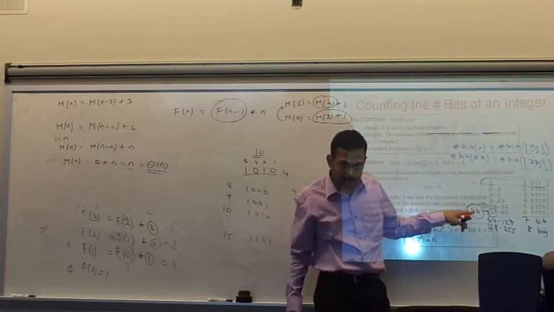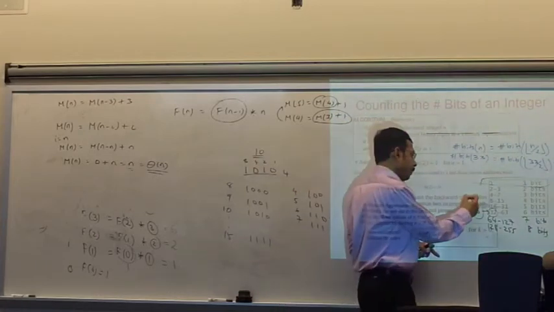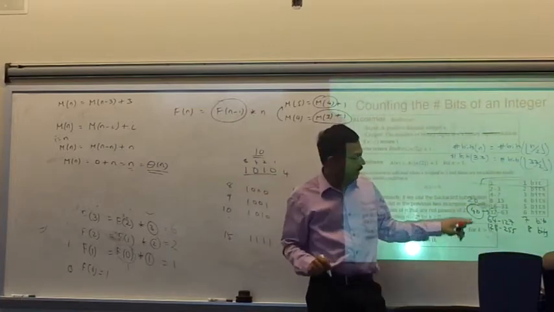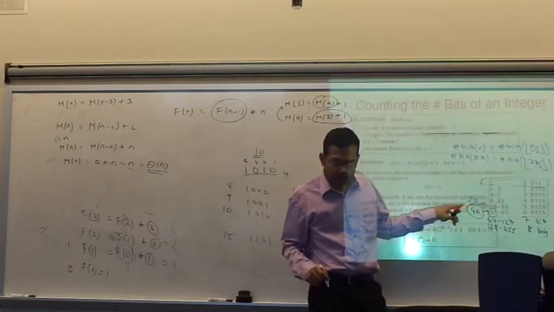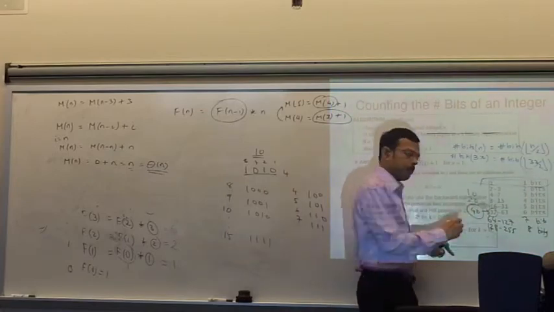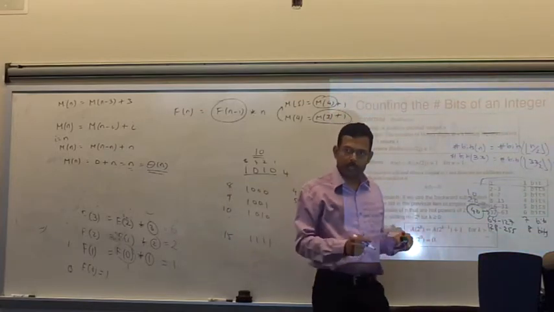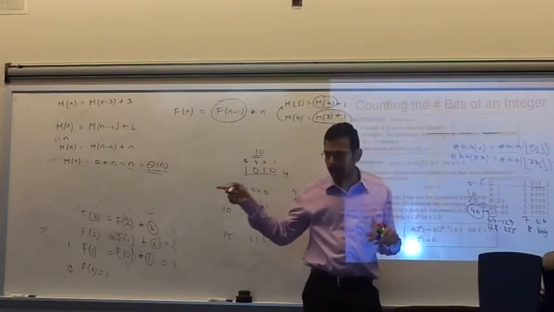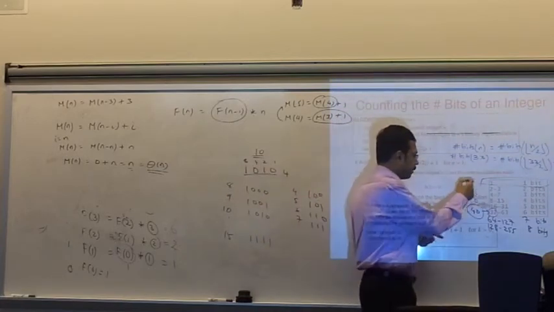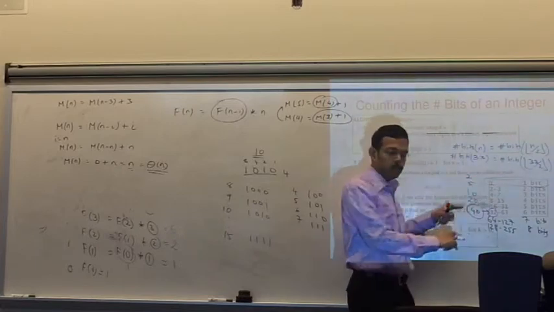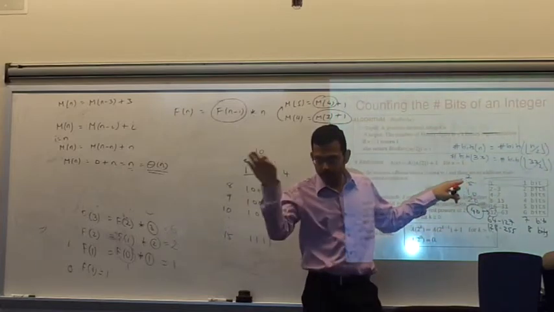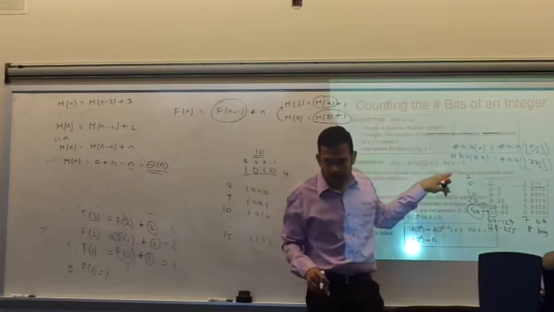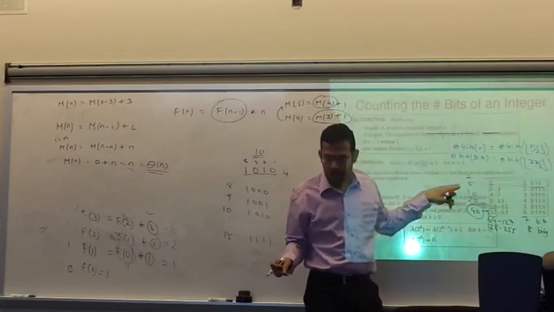To find the number of bits needed for 40, you need the number of bits for 20, right? Plus 1 more bit. And then to find for 20, you need the number of bits needed for 10, plus 1 more bit. And then to find the number of bits for 10, you need the number of bits for 5, plus 1 more bit. To find the number of bits for 5, you need the number of bits for 5 over 2, which is 2.5. But you are going to truncate because of this floor here. Right? The number of bits needed for 2, plus 1 more bit.